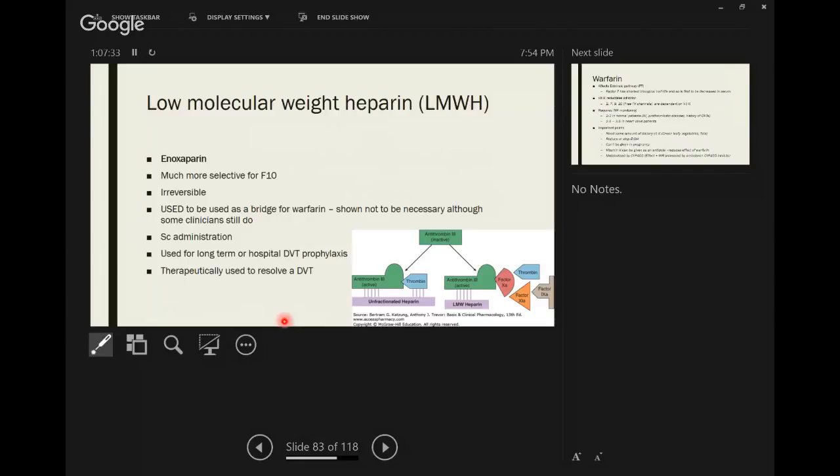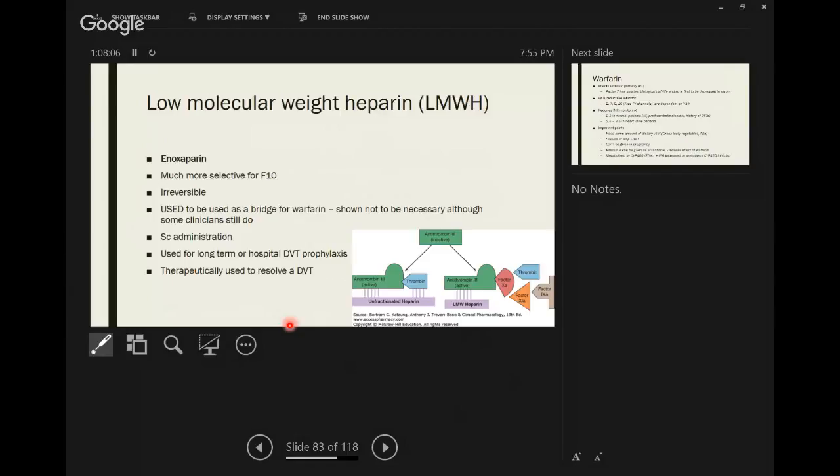Your low molecular weight heparin, so your brand name, or your generic name, enoxaparin is the classic one. It's much more selective for F10. I've got this little diagram which demonstrates the difference between them. It's irreversible. It used to be used as a bridge for warfarin, and a lot of people say it still is, but it's not actually necessary. It increases risk of bleeding without decreasing your risk of VTE. So its current recommendation isn't that you use heparin to bridge.